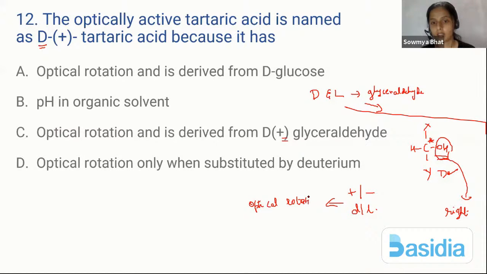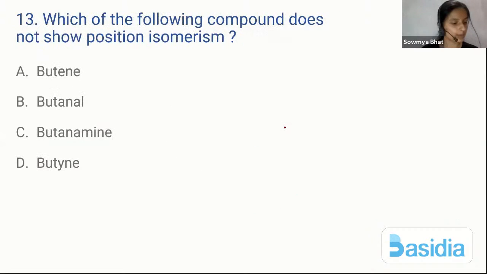The one with the plus symbol can rotate the plane polarized light to the right, and the minus one refers to the rotation of the plane polarized light by the substance to the left side. So you can easily remember, L stands for left. Okay, so the correct answer would be option C, optical rotation, and it is derived from D plus glyceraldehyde. So our next question is here.